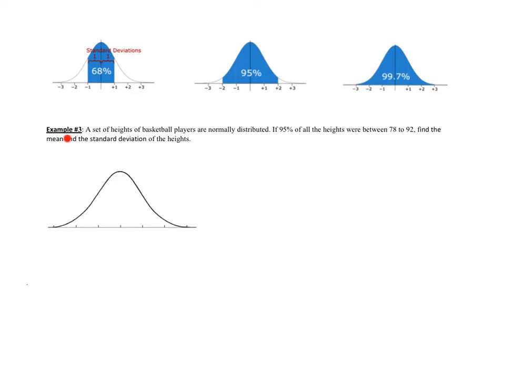So example number 3, a set of heights of basketball players are normally distributed. If 95% of all of the heights were between 78 and 92, find the mean and standard deviation. Well, again, with every picture, I'm going to set it up. So here's my mean of 0, 1, 2, and 3, -1, -2, and -3. And these are my z-scores.